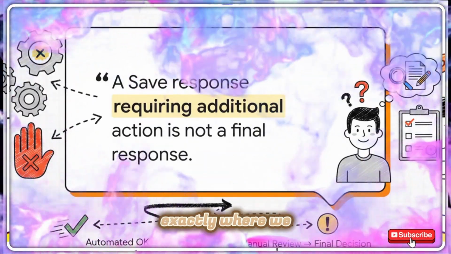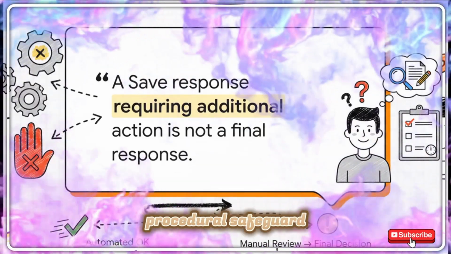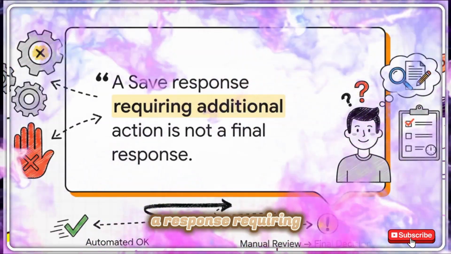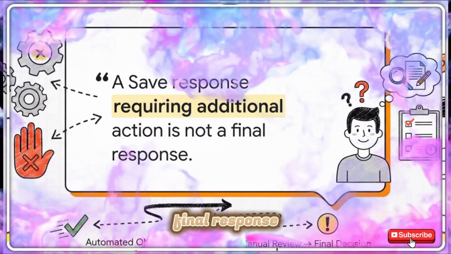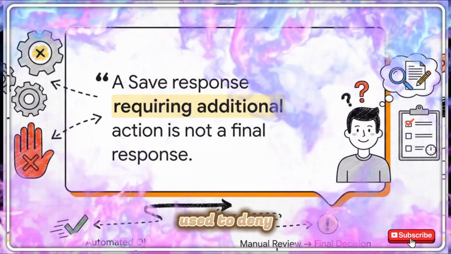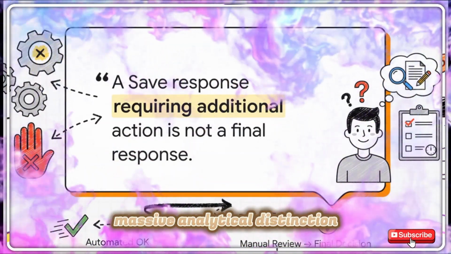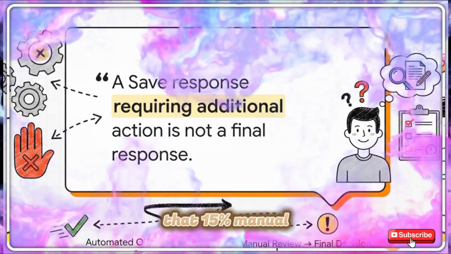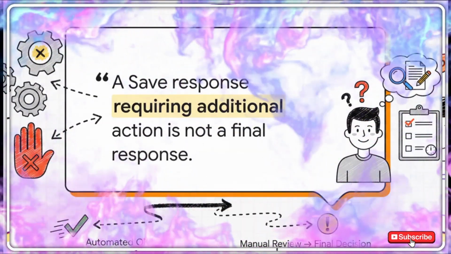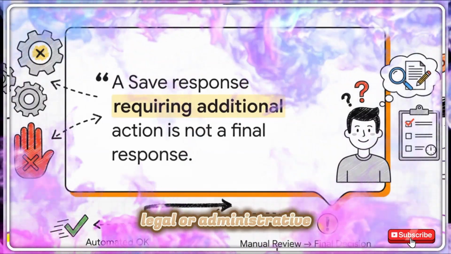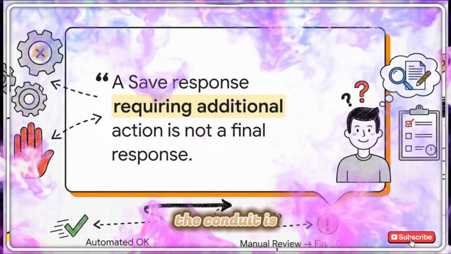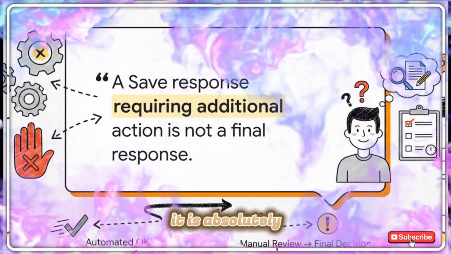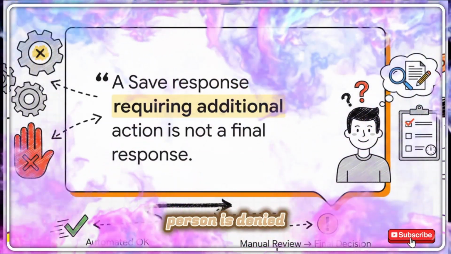Now, this is exactly where we find a crucial procedural safeguard. The expert report explicitly states a response requiring additional action is not a final response. It cannot be used to deny a benefit. This is a massive analytical distinction. A delayed mechanical response, that 15% manual review anomaly, does not equal legal or administrative ineligibility. The conduit is simply raising its hand and saying, hey, I can't automate this. It is absolutely not saying, this person is denied.